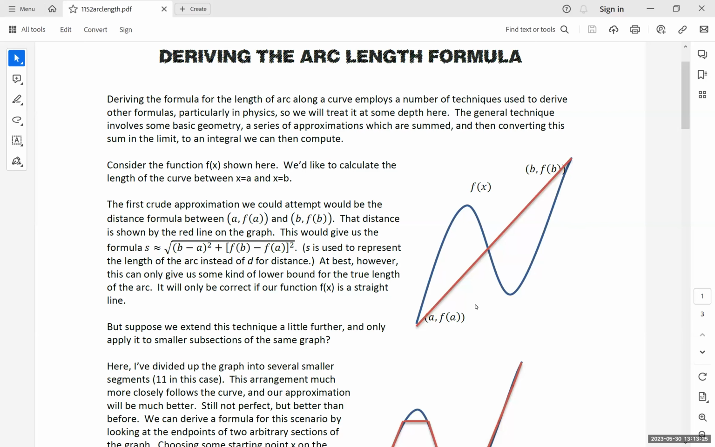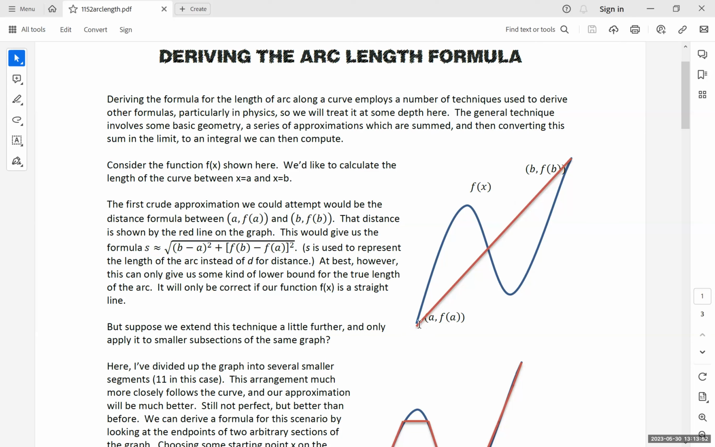So in this video, we're going to look at deriving the formula for the arc length of a function. And we're basically going to start with the idea of the Pythagorean theorem. So suppose we have a crazy function f of x, however we define it. And we want to find the length of the curve from the point at one end to the point at the other.